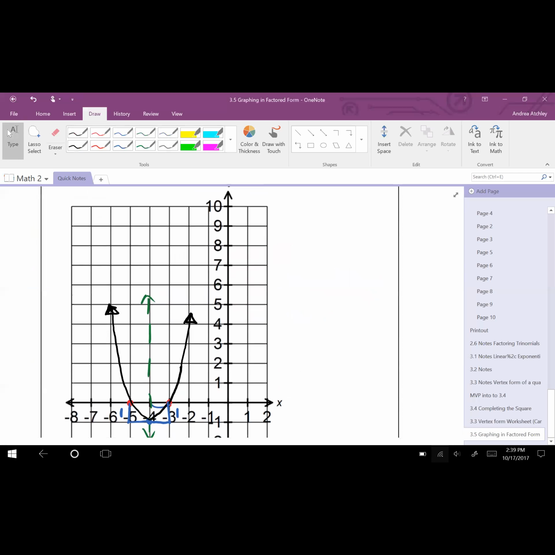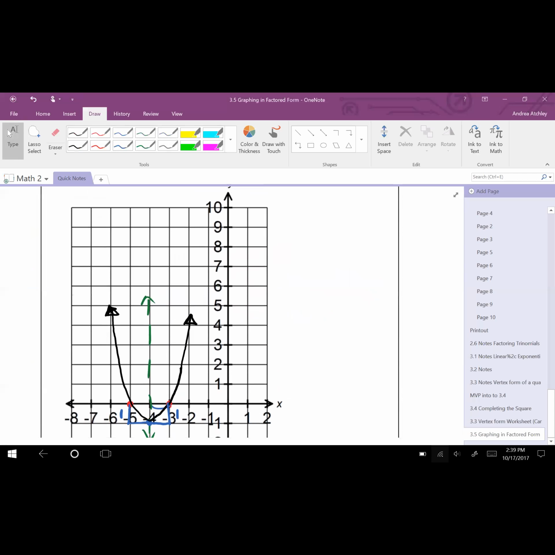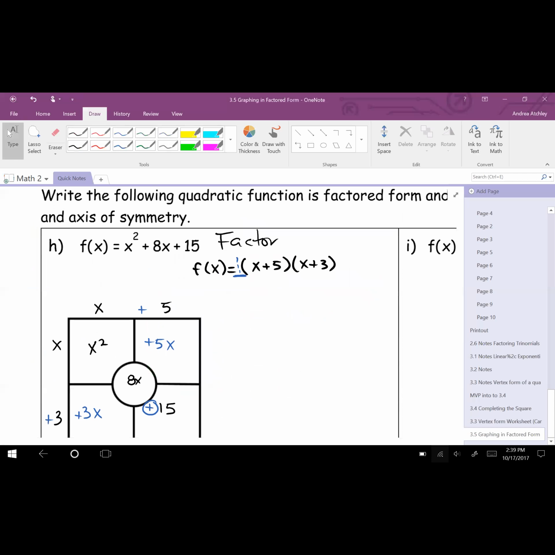Do you remember how I can find the y-intercept, though, if I'm given it in standard form? Remember way back to 3.1 and 3.2. In standard form, I can identify the y-intercept. It's the constant. This right here is the y-intercept.